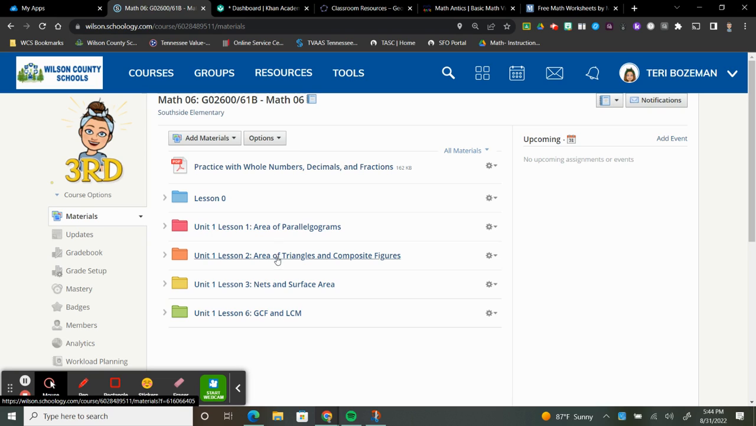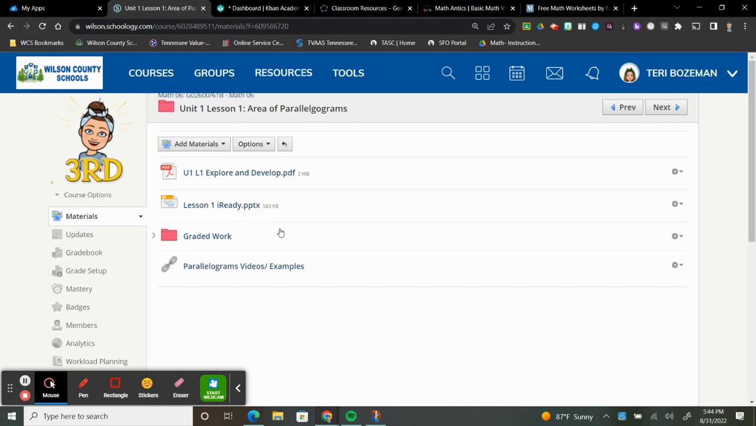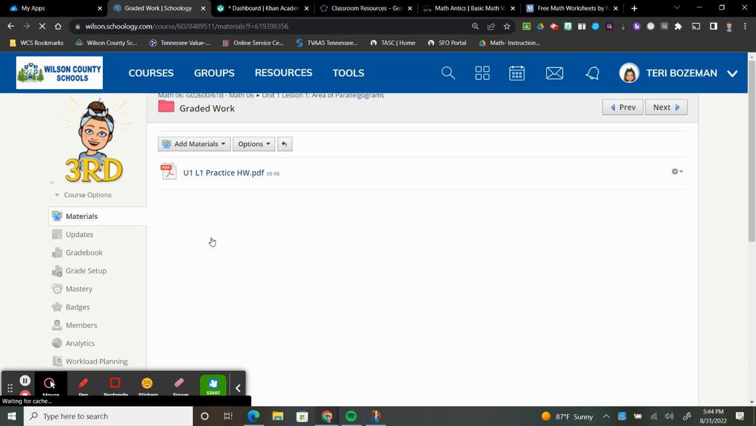But within these folders, you will see a couple of resources for you at home. As far as trying to figure out if they have a missing assignment on Skyward and then trying to translate that to, okay, where can I find that for them if they've misplaced that work? For me, they would go to that folder. So if they're missing area of parallelograms practice, they're going to go to area of parallelograms on Schoology, and then they're going to go into that graded work folder, and they will find a copy of that assignment. So that is there as a resource for them as well.